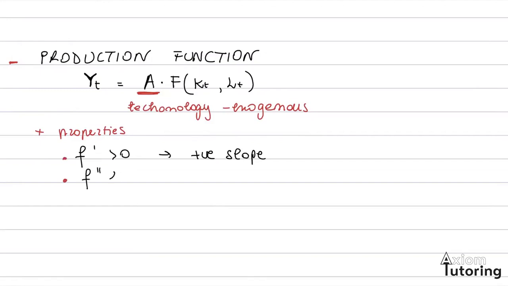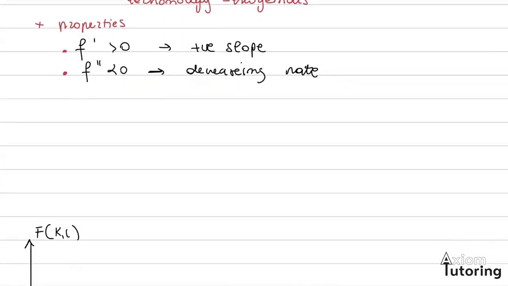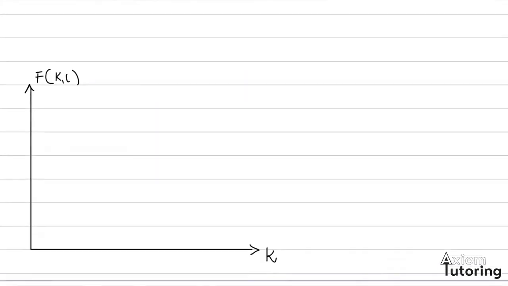Graphically speaking, it's going to have a decreasing rate. So the second derivative is going to be less than 0, meaning that the slope will be positive, yes, but the slope will be increasing at a decreasing rate. And this is really crucial, to understand why this is the case and how it is the case. So we said that we need capital and labor, right?